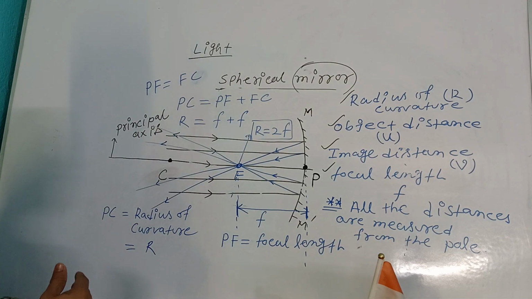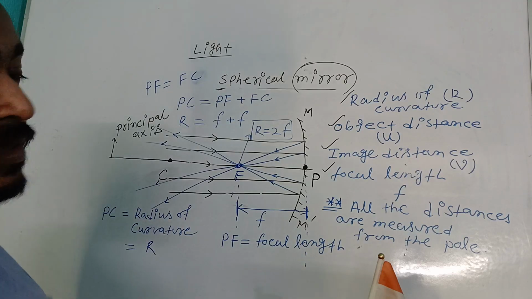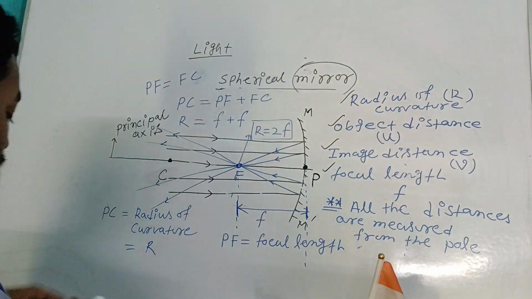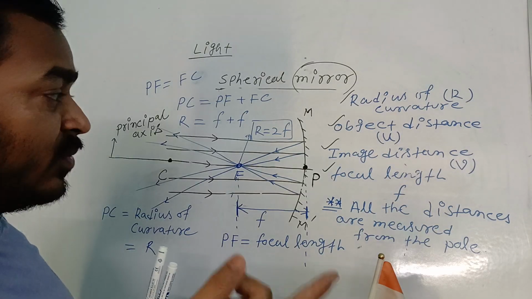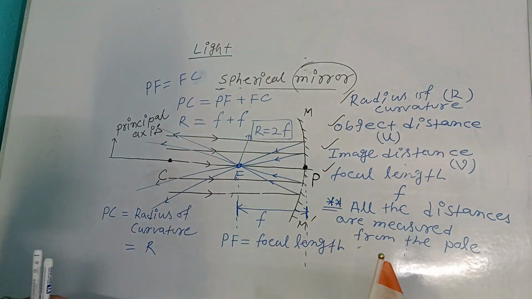Radius of curvature and focal length. Relation between radius of curvature and focal length. So what is the relation? The radius of curvature is equal to 2 times the focal length.